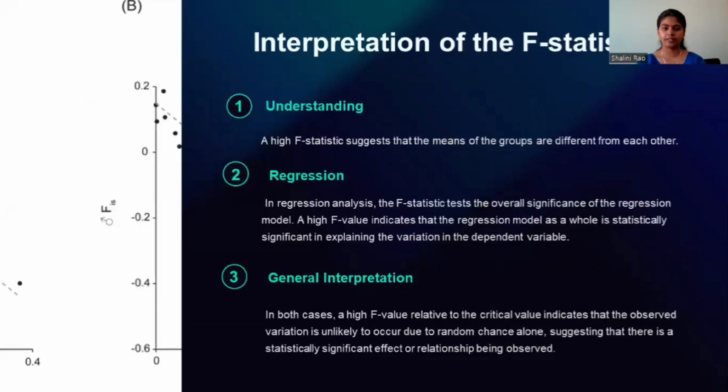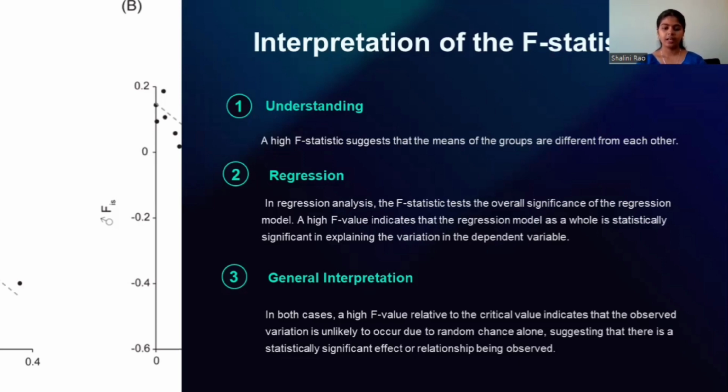Interpretation of the F statistic. Understanding. A high F statistic suggests that the means of the groups are different from each other. Regression. In regression analysis, the F statistic tests the overall significance of the regression model. A high F value indicates that the regression model as a whole is statistically significant in explaining the variation in the dependent variable.